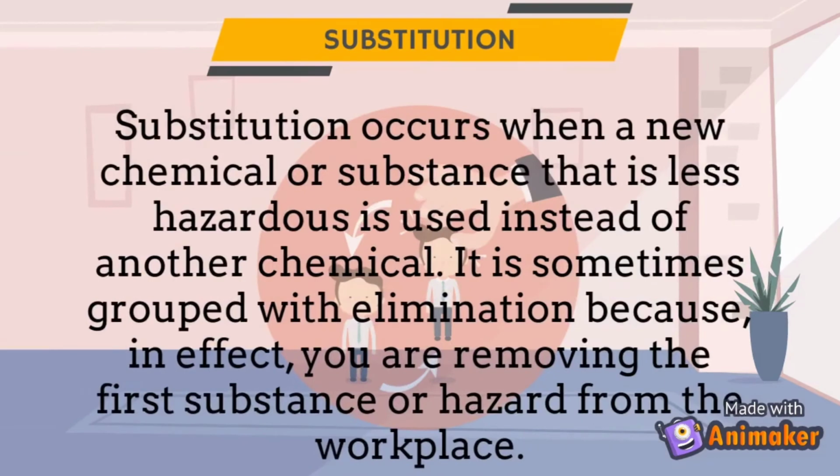Substitution. Substitution occurs when a new chemical or substance that is less hazardous is used instead of another chemical. It is sometimes grouped with elimination because, in effect, you are removing the first substance or hazard from the workplace. The goal, obviously, is to choose a new chemical that is less hazardous than the original.